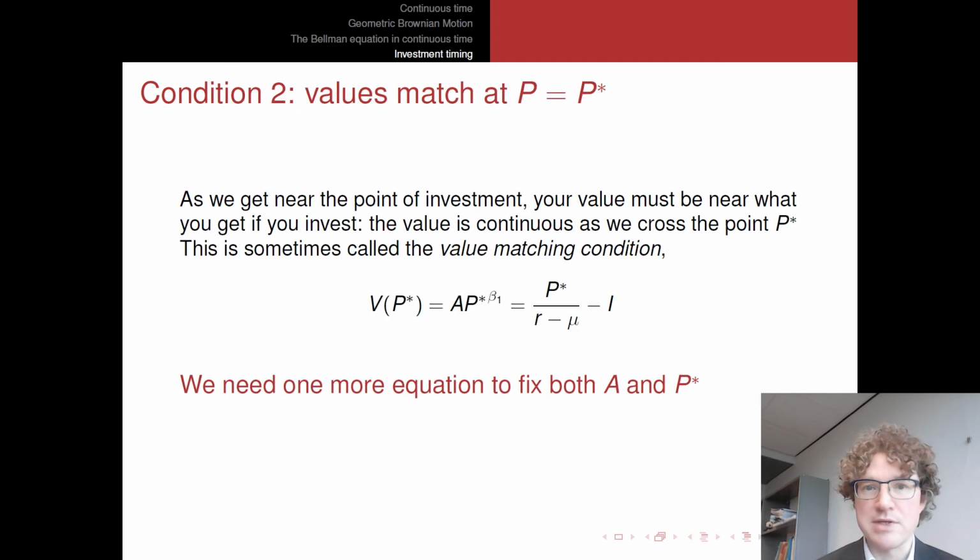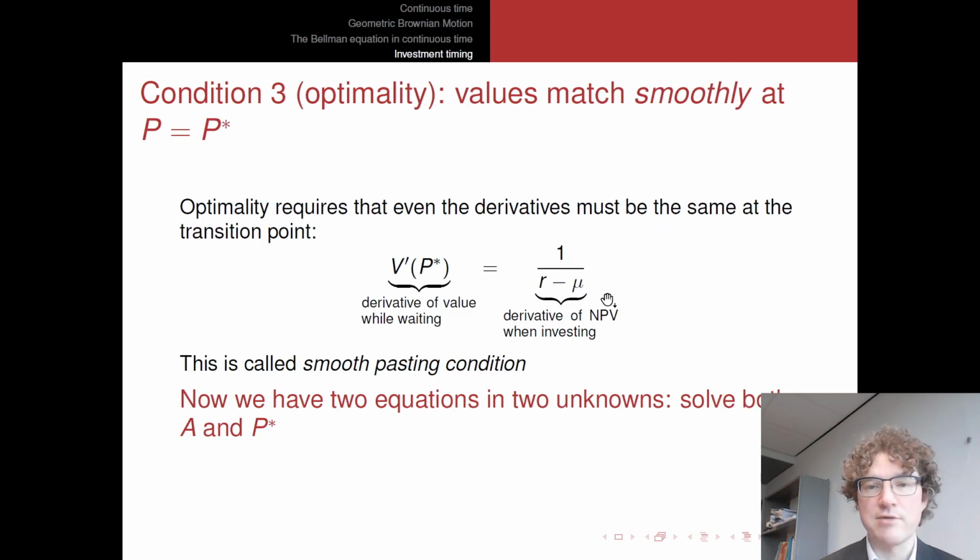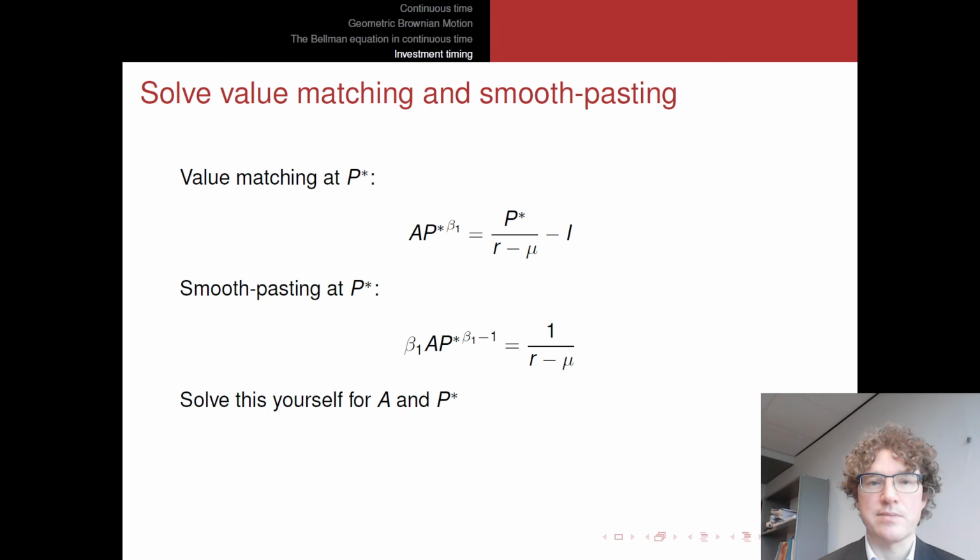If you remember the NPV was this thing. If you take the derivative of that NPV with respect to p, that's 1 divided by r minus mu. So this is the derivative of the NPV, and these derivatives should match up as well. That's called smooth pasting. So we have a smooth pasting condition saying that these derivatives should be the same, and a continuity equation saying that the values themselves should be the same. Now we have two equations and two unknowns, and we can solve for a and p star. Let's look at those two equations. Continuity is also called value matching, so the values need to be matched at p star.